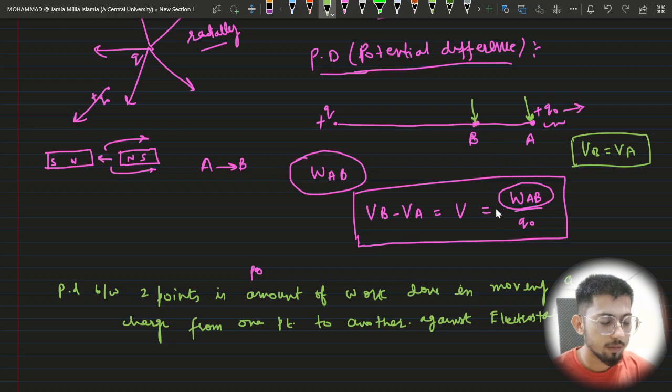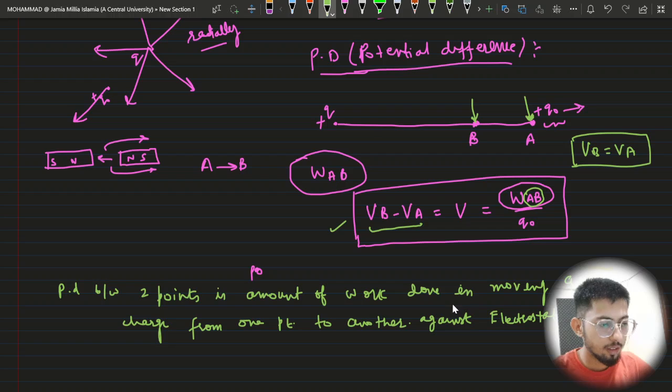So this is another way to define this. You should remember this formula. Potential difference is the work done in moving... you can correlate this: this is VB and VA, and this is WAB. So the potential difference is the amount of work done in moving a unit charge from A to B, divided by that charge.